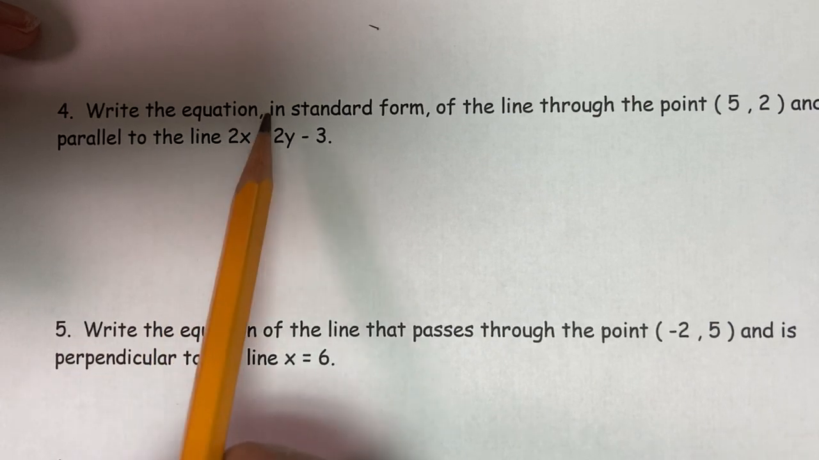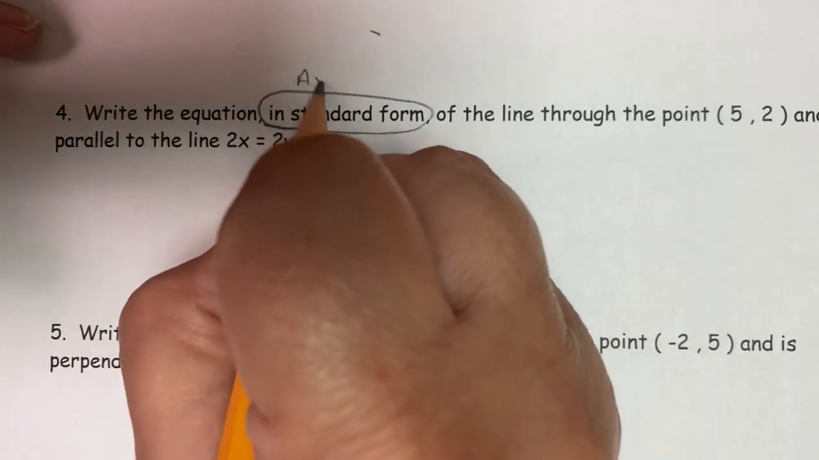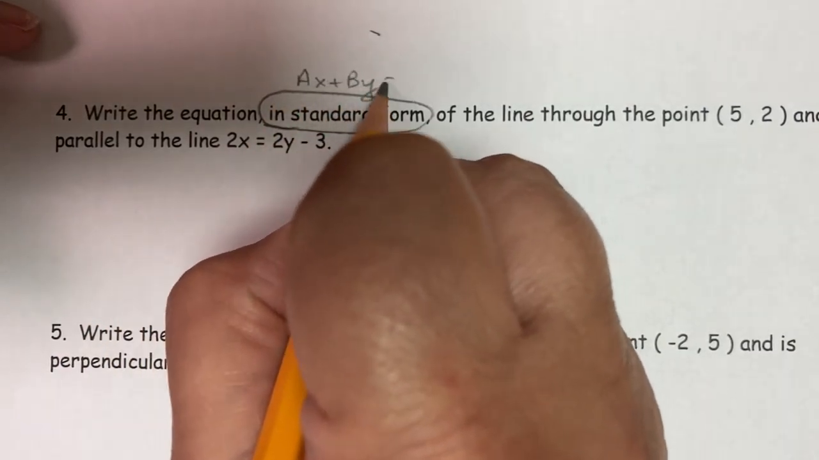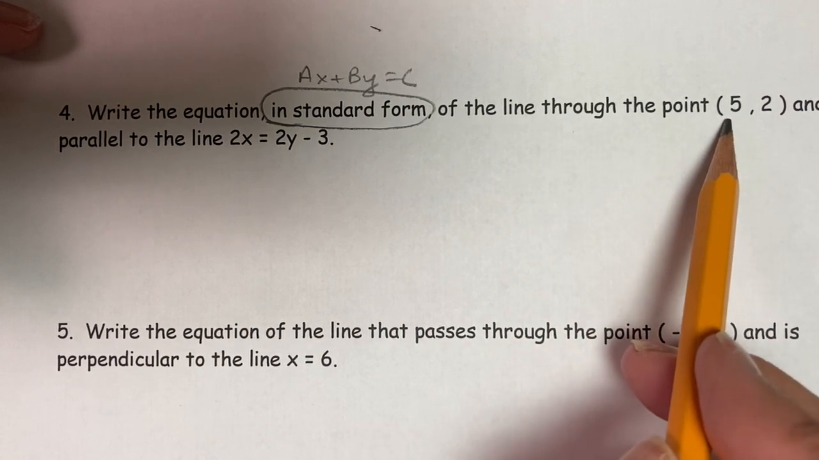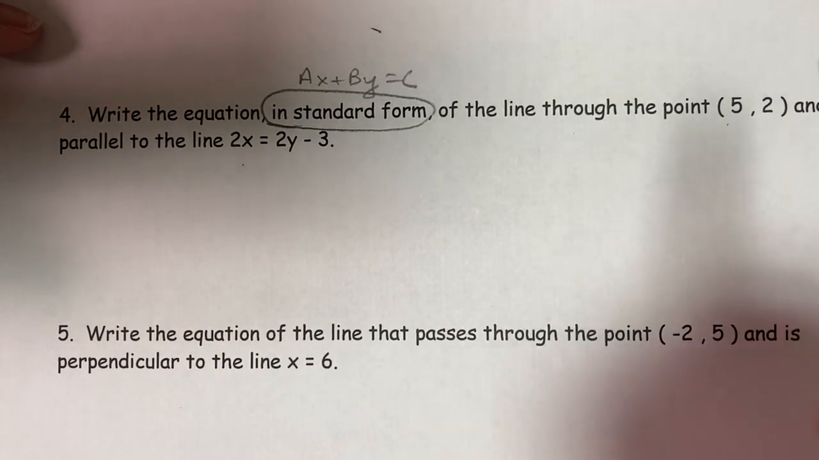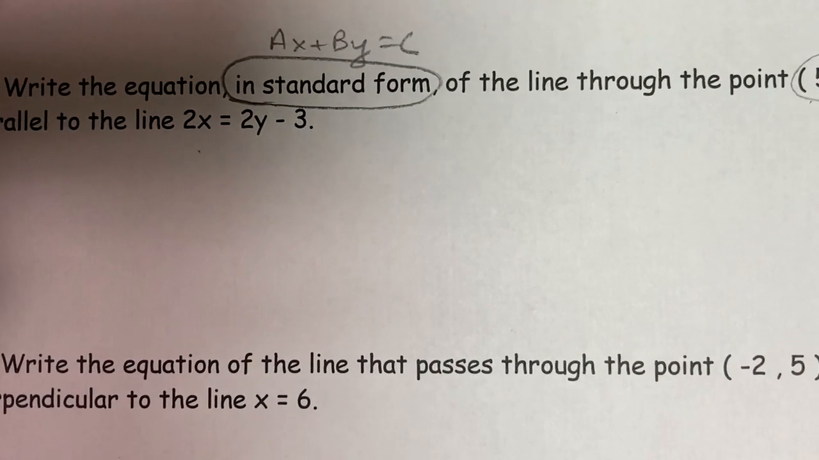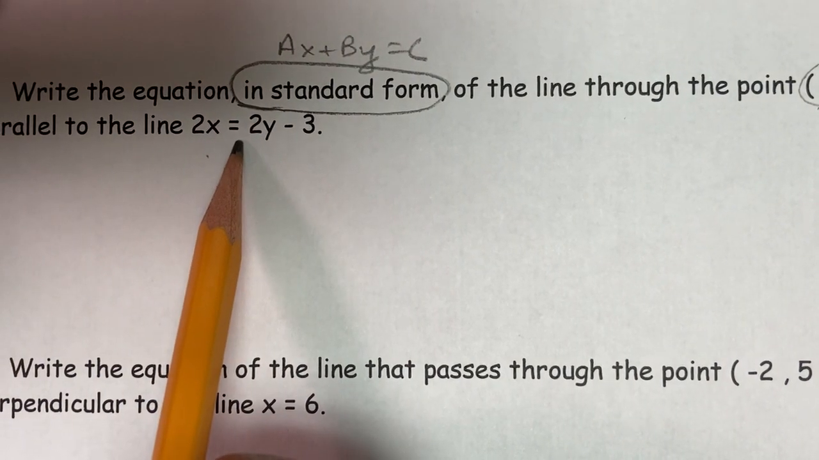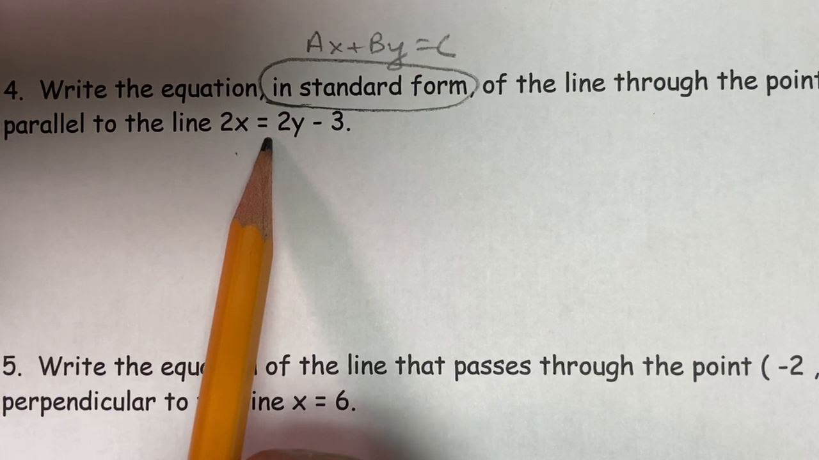Write the equation, this time in standard form. So remember that's your ax plus by equals c of the line that goes through (5, 2) and is parallel to this line. So what are the two things we need? We need a point, we have it, and we need the slope. Well, if we know that our line is parallel to this line, we know that they have the same slope. So we have to find the slope of this line.